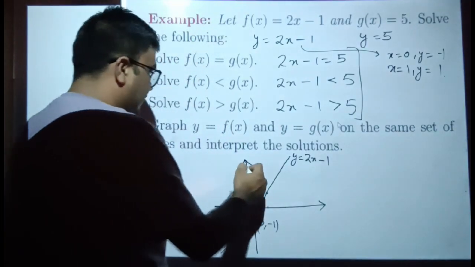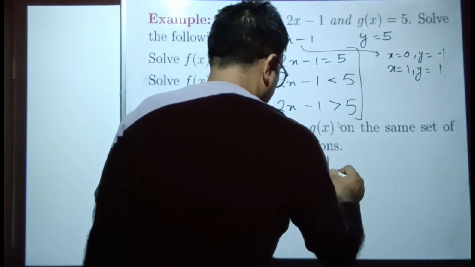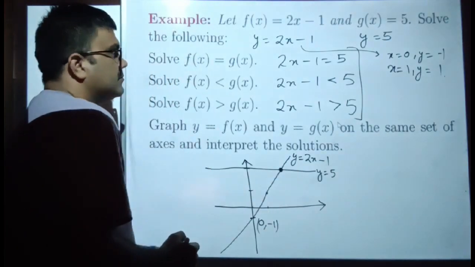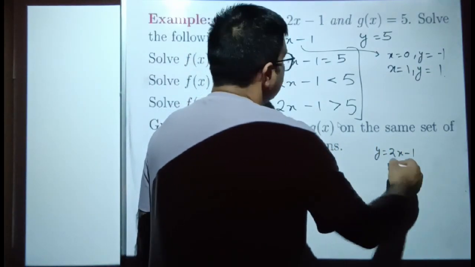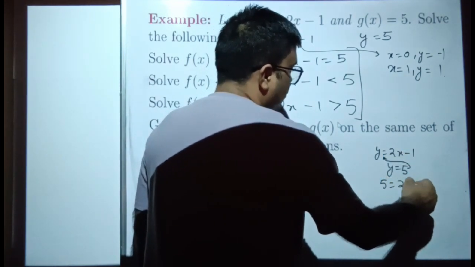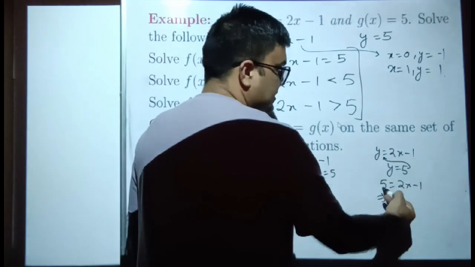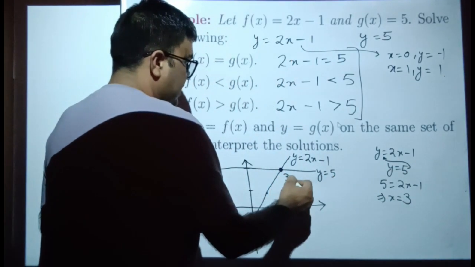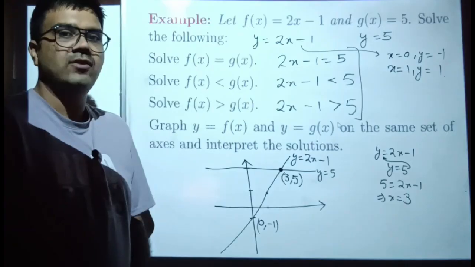Now somewhere over here we will have y equal to 5. This is the line y equal to 5. If this is the point of intersection, how are we going to calculate it? We have y equal to 2x minus 1 and y equal to 5. If we substitute this value, we get 5 equal to 2x minus 1. This implies x equal to 6 divided by 2, that is 3. It means the point over here is (3, 5).